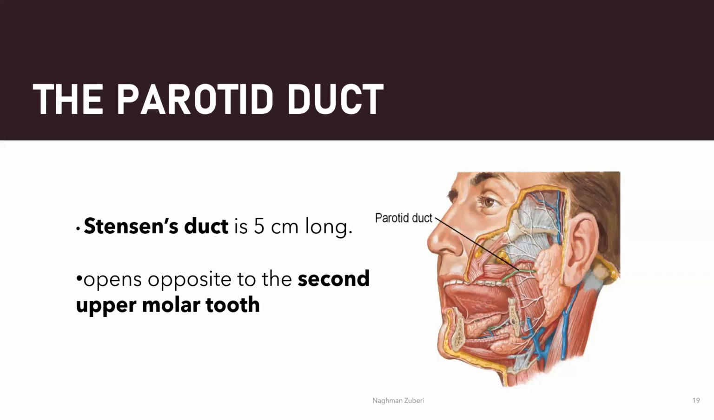Calculus most commonly forms in the area where salivary gland ducts are opening, like in the upper buccal area, especially close to the second molar on the buccal side, and lower incisors on the lingual side, where the submandibular and the sublingual ducts are opening. Is it clear to everyone? Yes, no, maybe. Yes, doctor. Good.